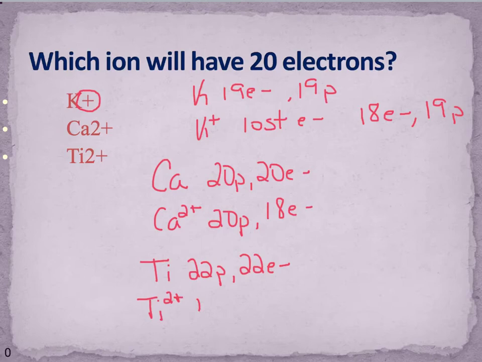And so here I have still 22 protons because that determines the identity. That does not change in a chemical process. But now I have 20 electrons. So titanium 2+ will have 20 electrons because it's lost 2. And I have 22 protons, 20 electrons. So plus 22 minus 20 gives me a +2 charge.